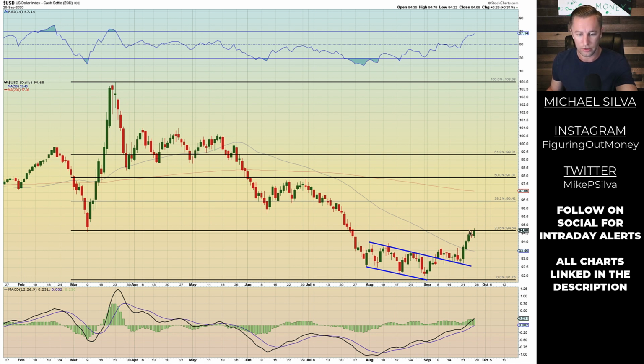Right now it broke out. This could consolidate for a little bit. We've seen that happen already previously, and it's kind of forming this nice basing pattern right here. So there's a lot of good things going for the dollar, but I don't think it's just going to be one straight movement to the upside. I think we're going to see obviously some short-term corrections.